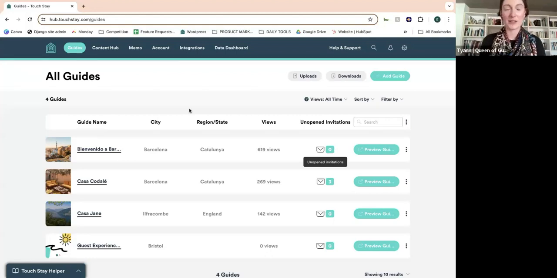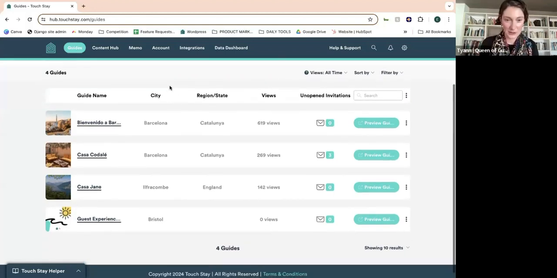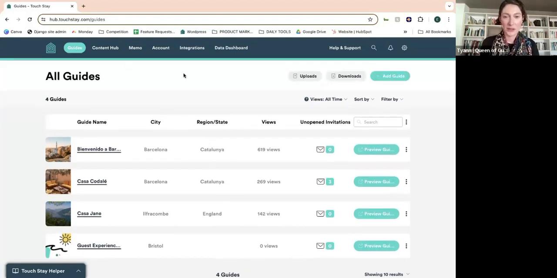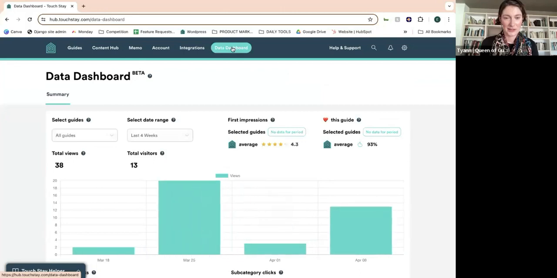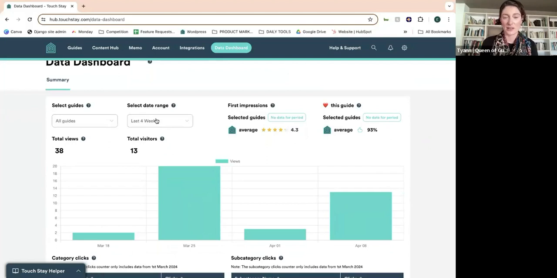I'm on the All Guides page, and you can see the 4 guides I just mentioned are in my account. So to find the data dashboard, it's right in the top bar here, and you just click and you go into data dashboard. Lovely. So this is just loaded up with no filters. Well, it sets to a default, which the data that you're seeing here is for all of my guides and the last 4 weeks.